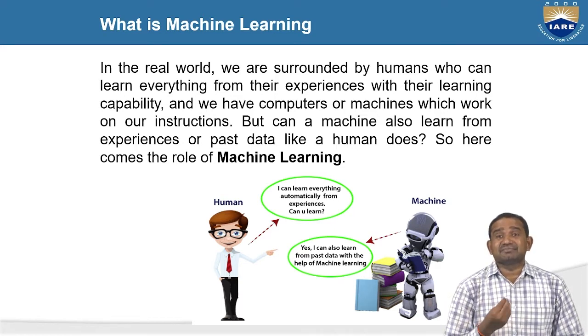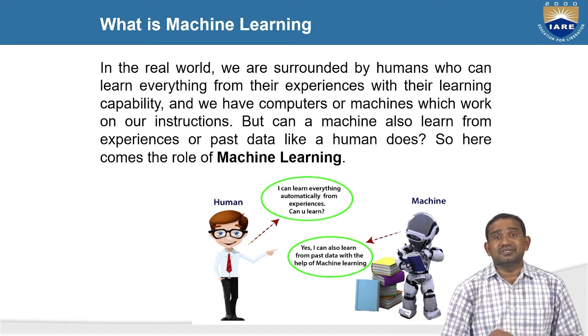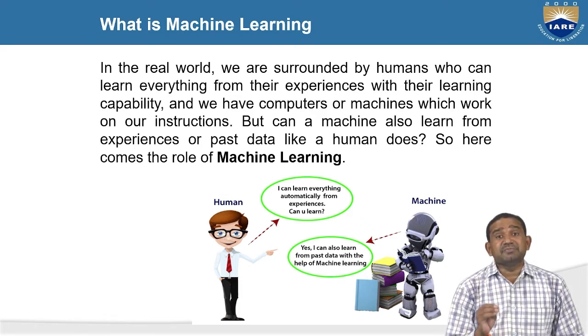Means the system can also give an answer. The machine can give a response based on the human's question. Yes, I can learn. I can also learn from past data with the help of machine learning. Means the system can also learn with the help of machine learning.